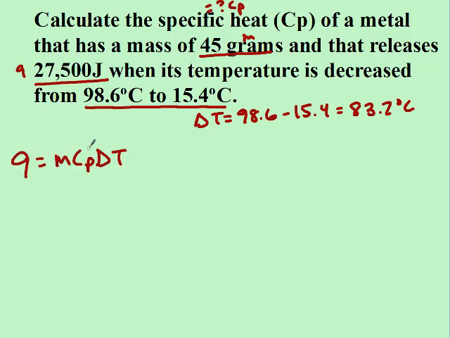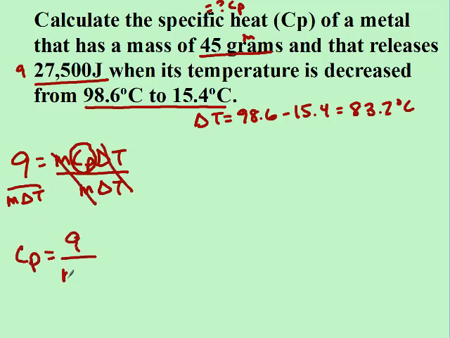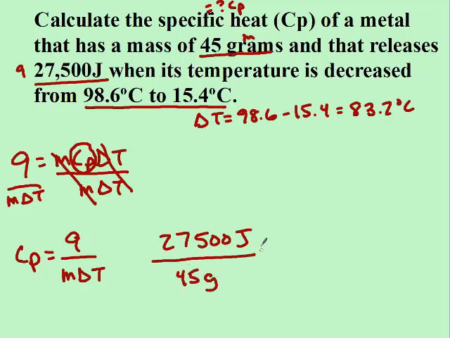In the problem, we're trying to solve for CP. So to get CP by itself, we're going to have to get rid of M and delta T. So CP is equal to Q over M delta T. Our Q was our heat, which was 27,500 joules. Our mass was 45 grams. And our change in temperature is what we calculated a few seconds ago, 83.2 degrees Celsius.